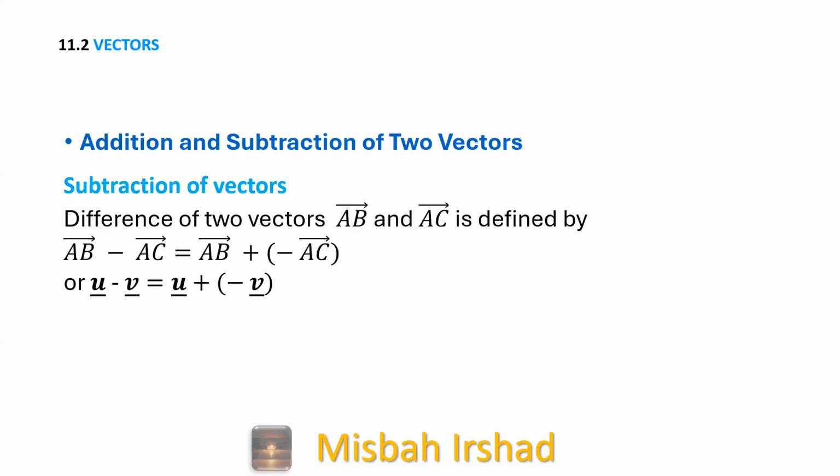Subtraction of vectors. Again, if we have vectors AB and AC, then the difference of AB and AC is actually the sum of AB and the negative of AC. So if we have vectors AB and AC, then draw the vector which is the negative of AC. And now we'll add these two and find the resultant, and that would be the difference of these two vectors AB and AC.